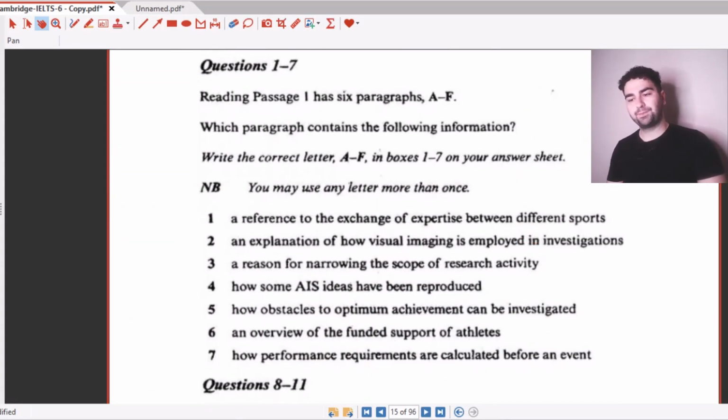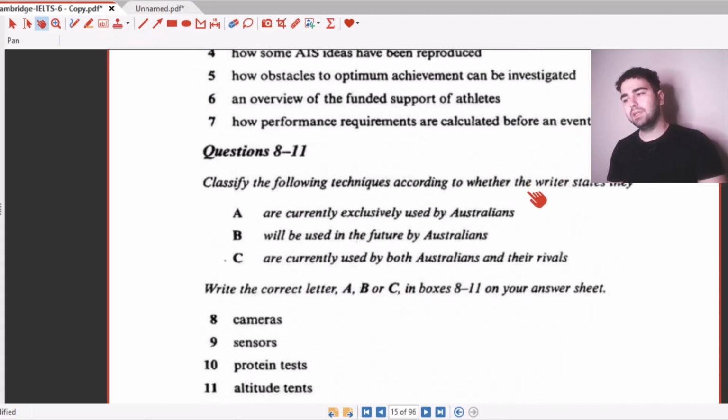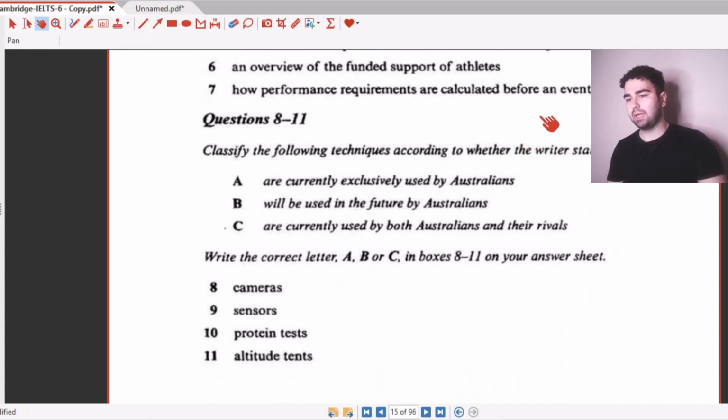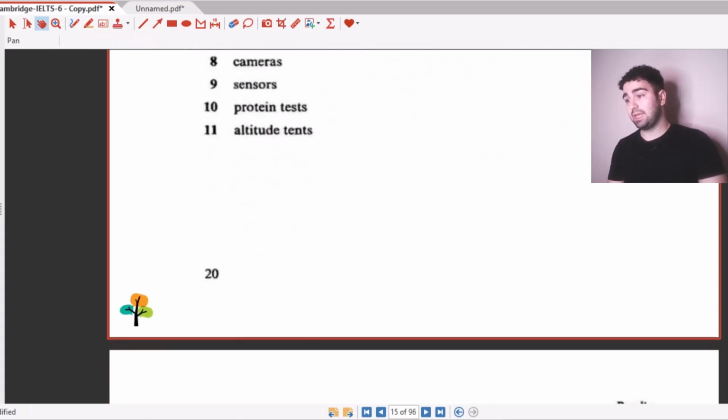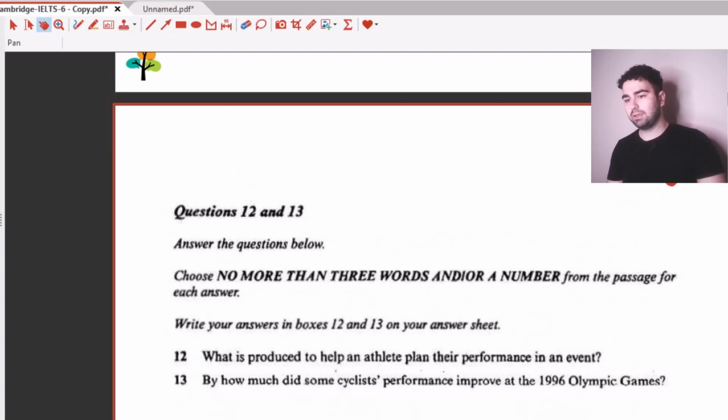Let's take a look at the questions. This is matching information. You're going to match the information with some paragraphs. This requires scanning, a deeper level of understanding. So I'm not going to answer that because I haven't been through the text yet. I haven't skimmed the text even once. So I'm going to go for another one. Classify the following. Classification is another question type that requires scanning. Let's not talk about that first.